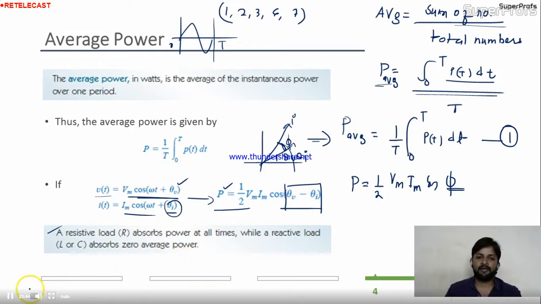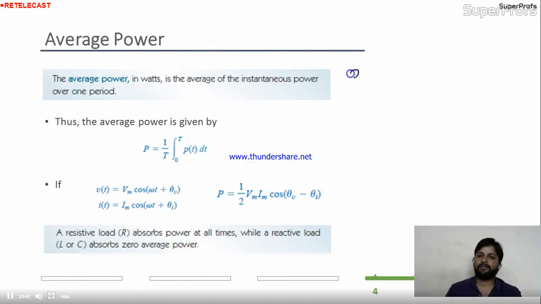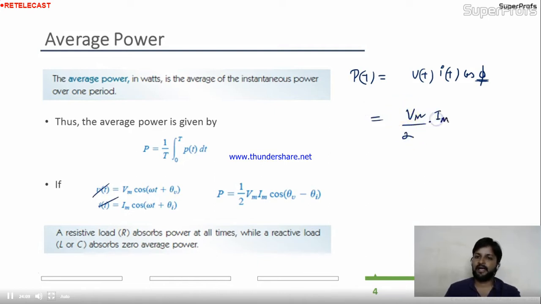Why zero average power? Friends, earlier I told you the simple mathematical expression for power is VI cos phi. Phi is the angle between current and voltage. Now, in this case, if you take the maximum value, the power will be Vm Im cos(theta_v minus theta_i). So you can remember this one also. This is the general expression, if you are taking Vm and Im.